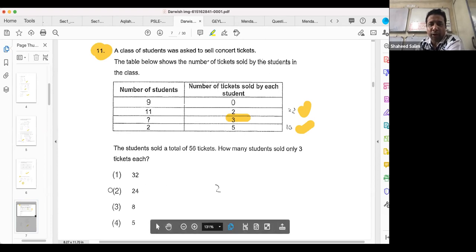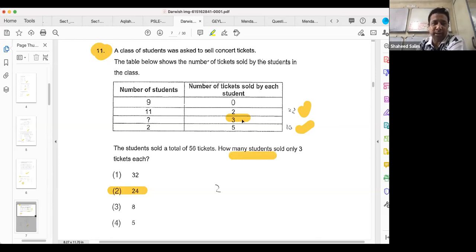Your answer is 24 down here. They are not asking you how many tickets, but how many students sold these 3 tickets each. Do you understand? So you have to have 8 down here, right? Because 8 times 3 is 24. Are we okay? So you got to read carefully, how many students.